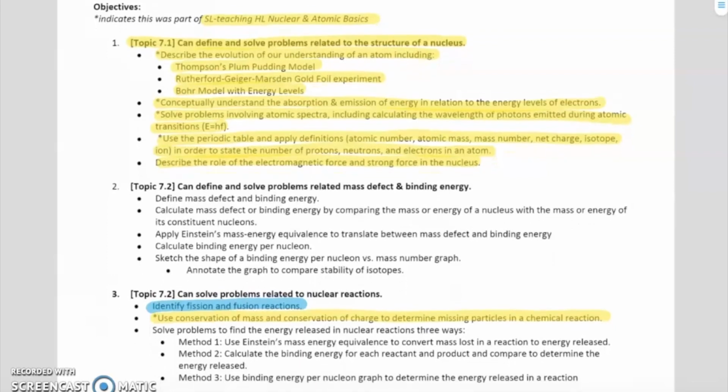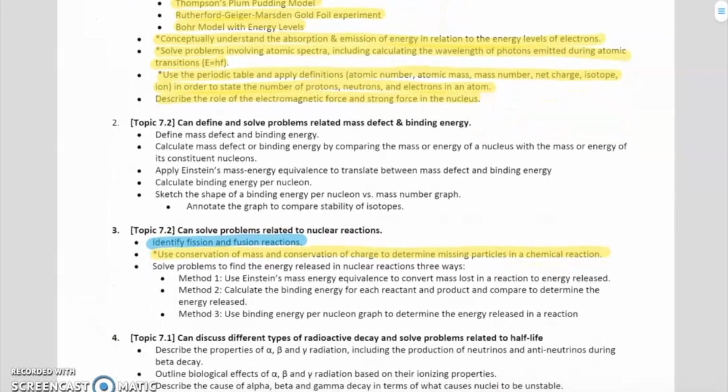This falls under Objective 3, can solve problems related to nuclear reactions. So we're really going to lay the basis of what fission is, what fusion is. We'll do a little reviewing, and then from here we're going to build.